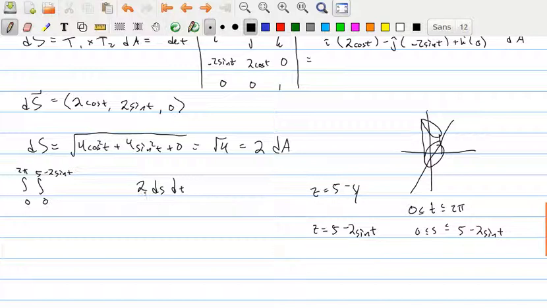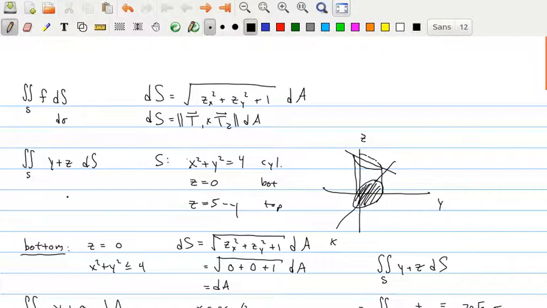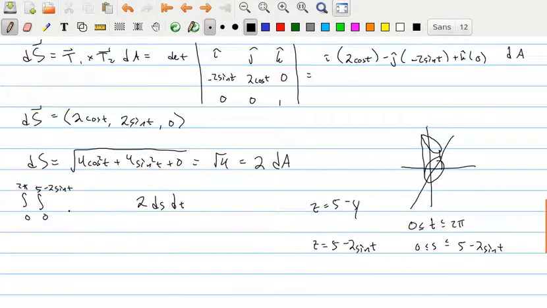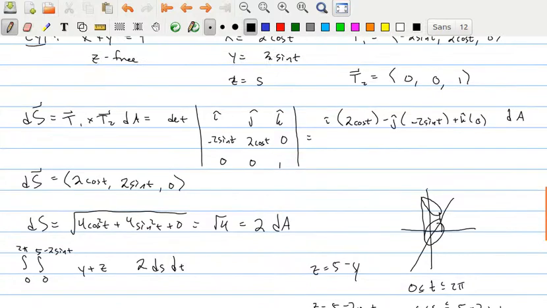Now once the 2 is in there, now we've got to put our actual function. If we go way back to the original problem, we were integrating y plus z ds. So this would be y plus z, but y and z we had in terms of these parameters. Right? Y was 2 sine t and z was s.